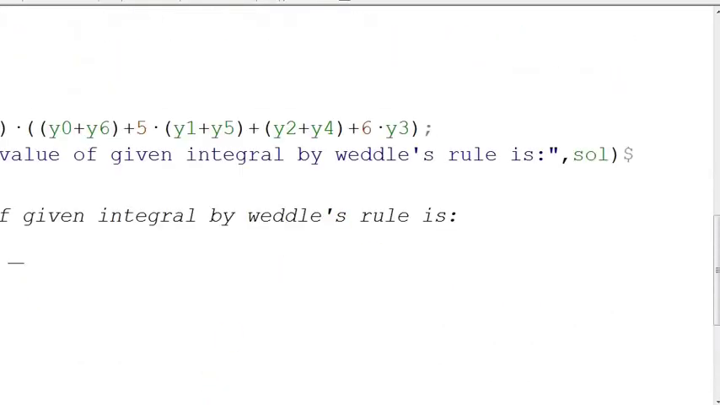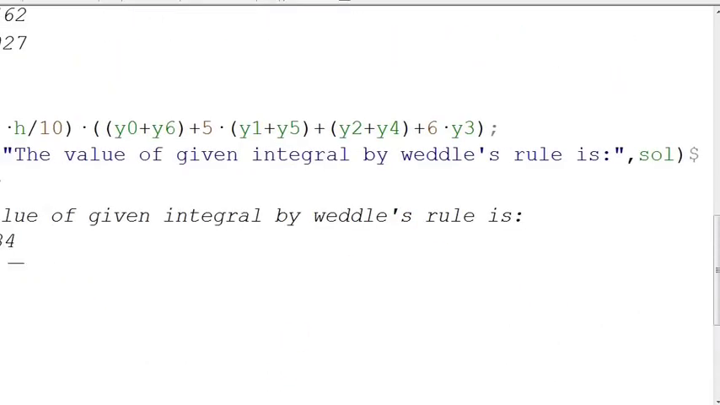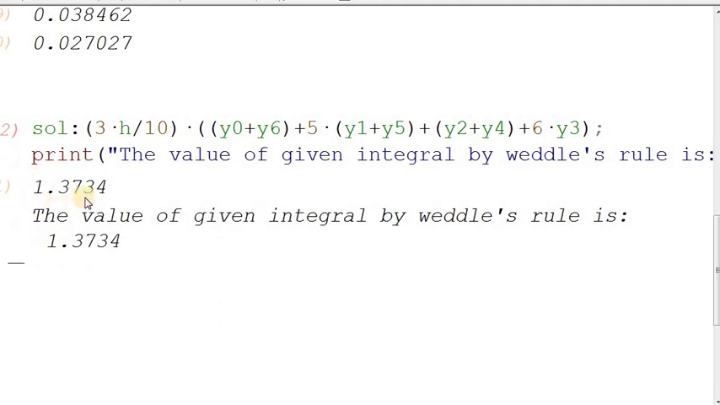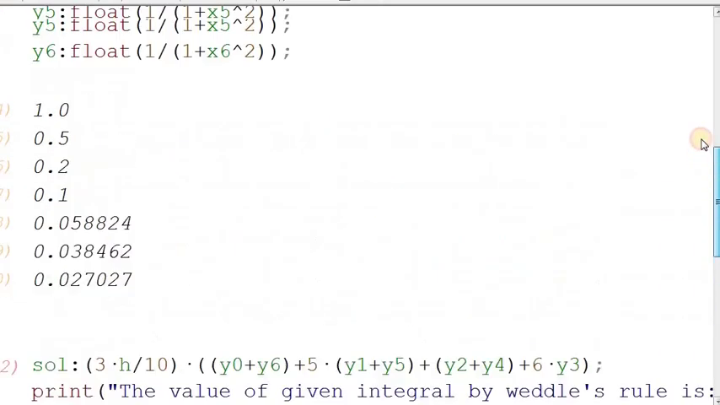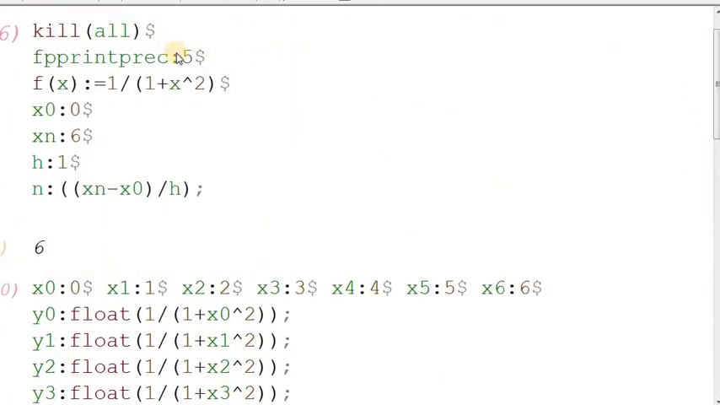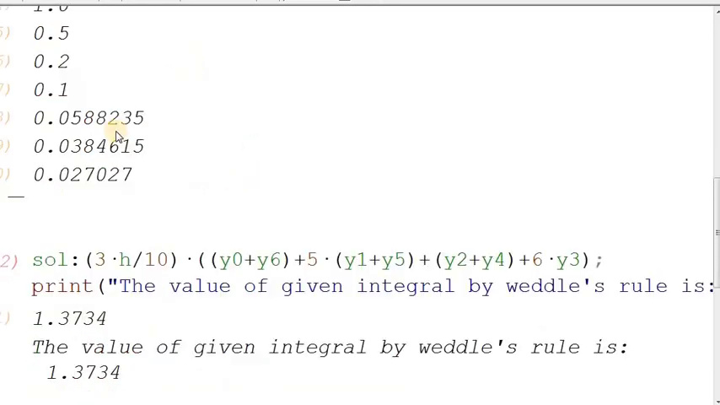Okay, what result came? The result is 1.3734. Suppose I want the precision a little higher, I can make the precision 6, 7 like that. Again I will make this 6, and press shift enter. See, the precision becomes higher. So 6 decimal places result will be there.